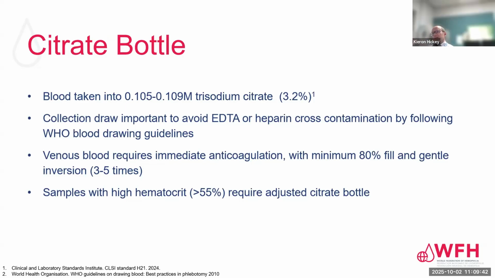But what we want to do is mix the trisodium citrate with the whole blood sample so the citrate can chelate or bind to the calcium to keep the sample in stasis before testing. One of the issues we have is with high hematocrits. When the patient's hematocrit is greater than 55%, this can require an adjusted citrate bottle.